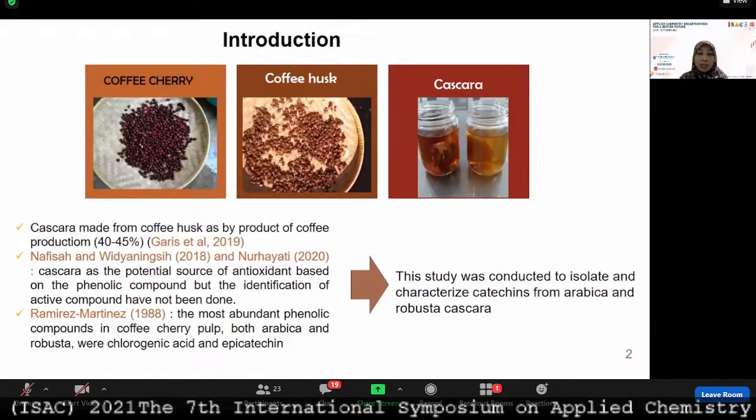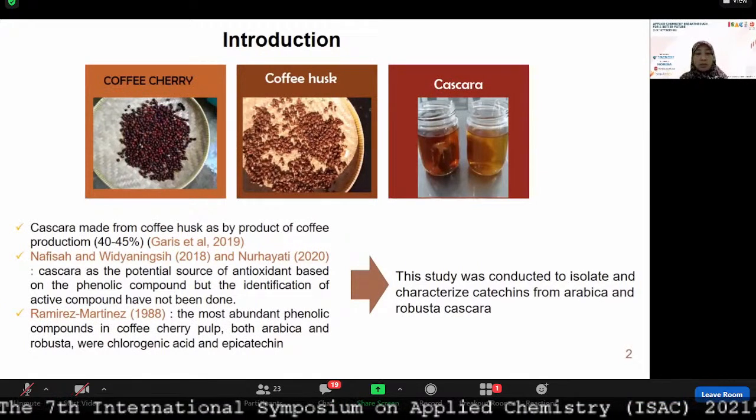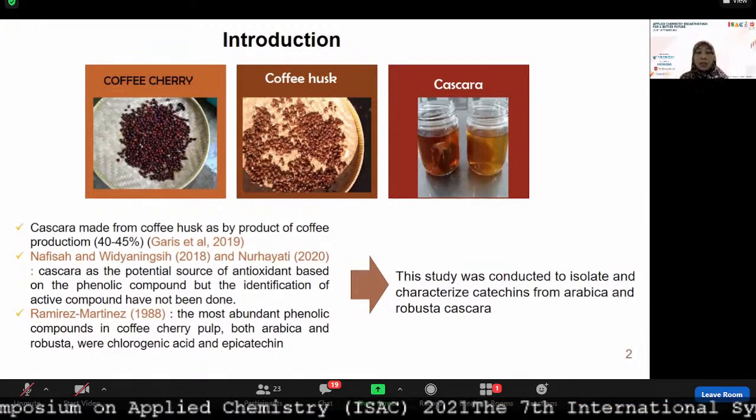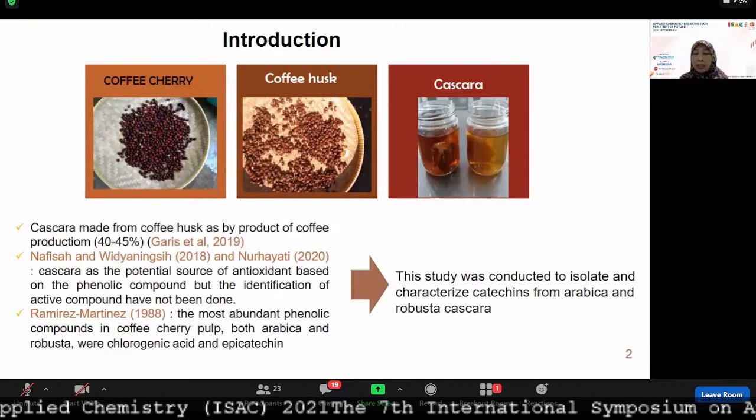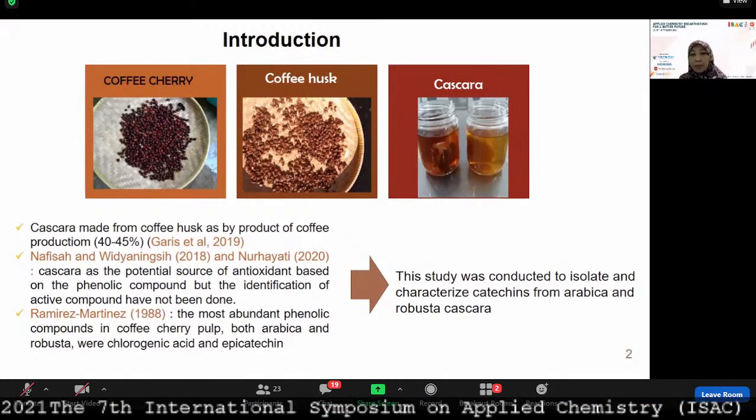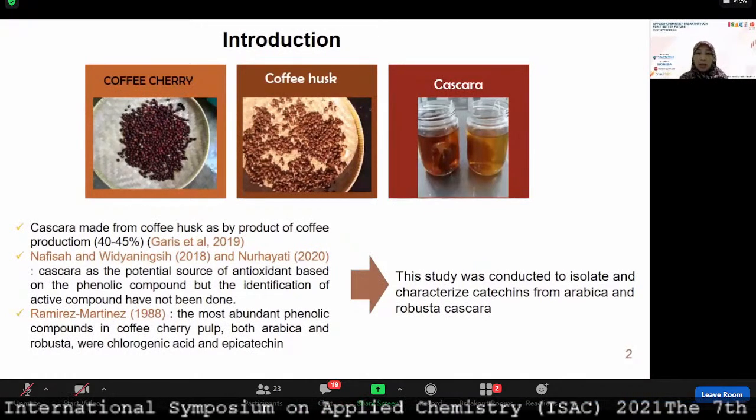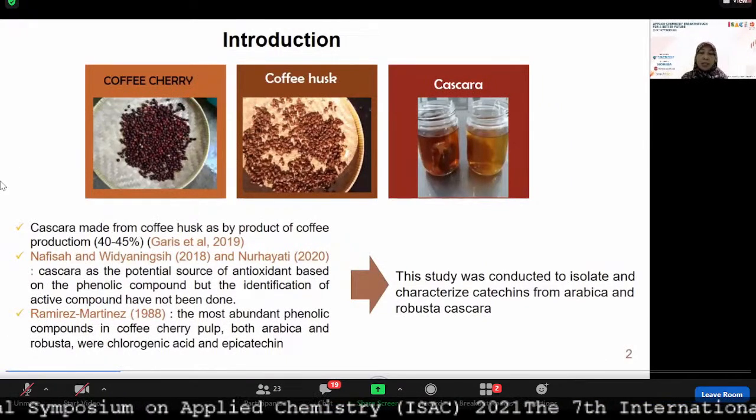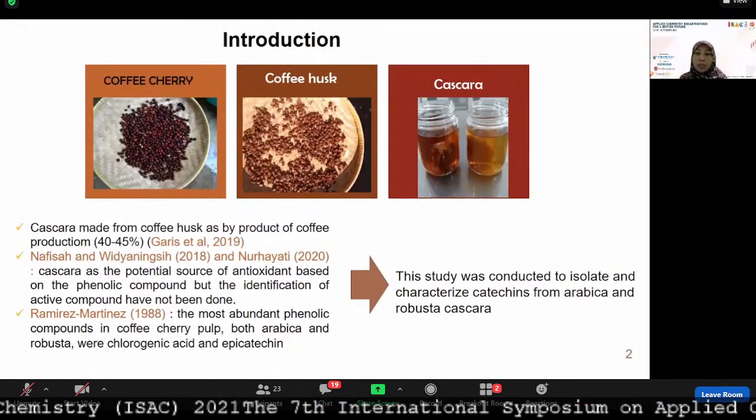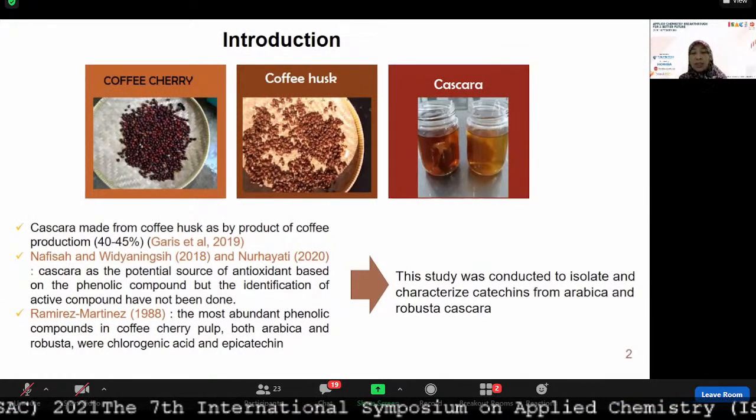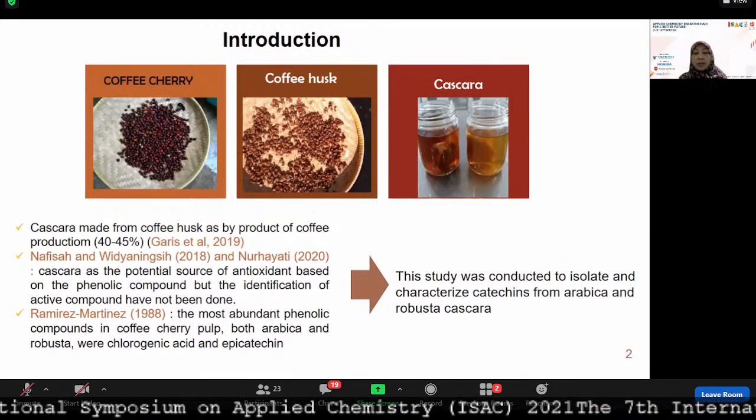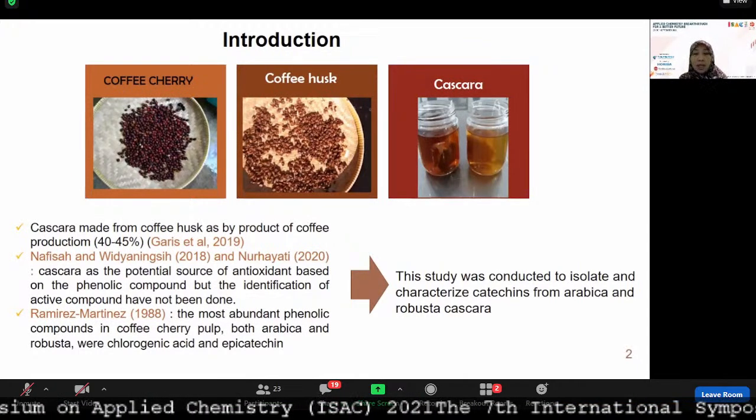Several studies reported that cascara is a potential source of antioxidants because it contains phenolic compounds, and according to Ramirez Martinez, the most abundant phenolic compounds in the coffee cherry pulp are chlorogenic acid and epicatechin or catechin compounds. So the study about active compounds in the cascara will provide information about the benefit of consuming cascara. In our research, we isolate and characterize the catechin from Robusta and Arabica cascara, and we also test the antioxidant activity and antibacterial activity.